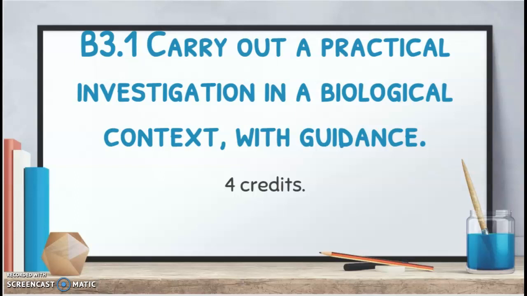B3.1 Carry out a practical investigation in a biological context with guidance. So what does this mean? You must complete a whole investigation. Guidance means that your teacher will support you, but the whole process is student-driven. You will need to actively participate in the planning and recording of your own data. You will also need to keep a logbook of your draft method and the data you've collected.